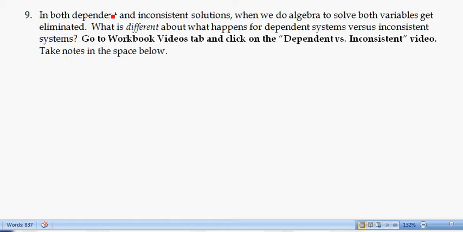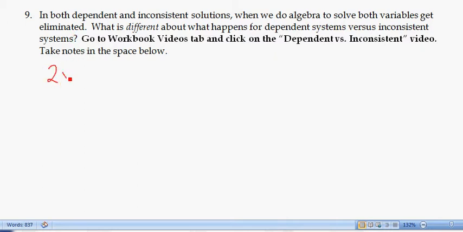So in both dependent and inconsistent solutions, when we do algebra to solve both variables, both variables get eliminated, right? They completely both go away. So what's different about these two? So let's take a look at an example here.